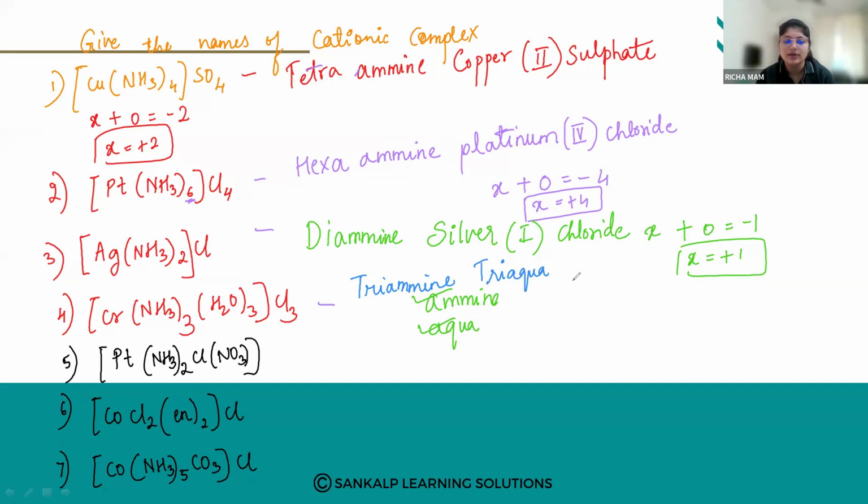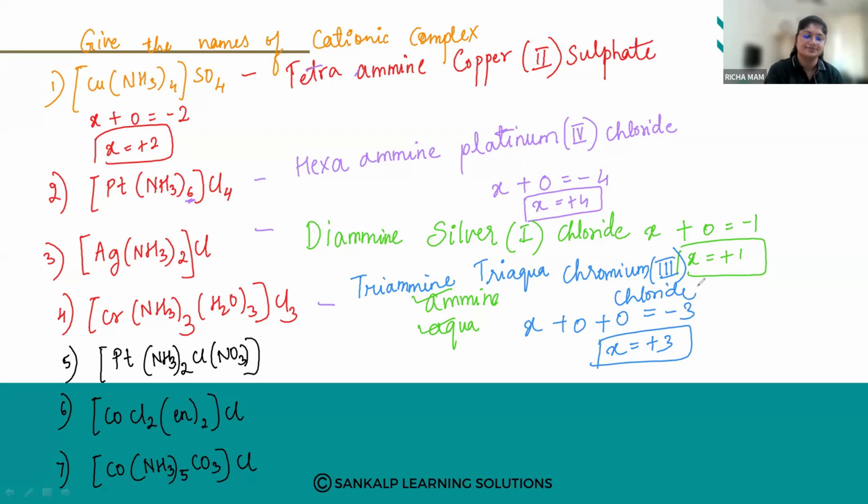Then let us see the charge of chromium. Chromium is x, plus this is 0 and this is 0. Water is also a neutral molecule, equals -3. So x is equal to +3. So chromium is 3, and then chloride.